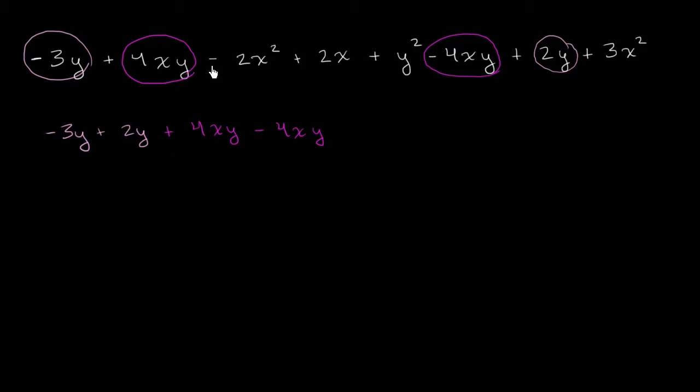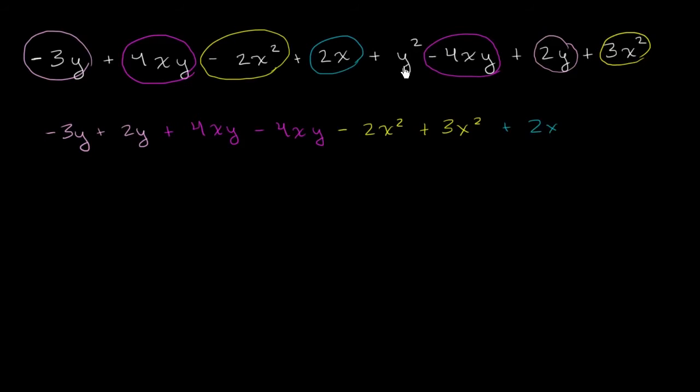Then let's go to the x squared terms. I have negative 2 times x squared, or minus 2x squared. Do I have any other x squareds? Yes, I do. I have this 3x squared right over there. So plus 3x squared. And then I have an x term right over here, and that actually looks like the only x term. So that's plus 2x. And then I only have one y squared term. I'll circle that in orange. So plus y squared. So all I have done is reorder the expression and color-code it based on the type of term we have.